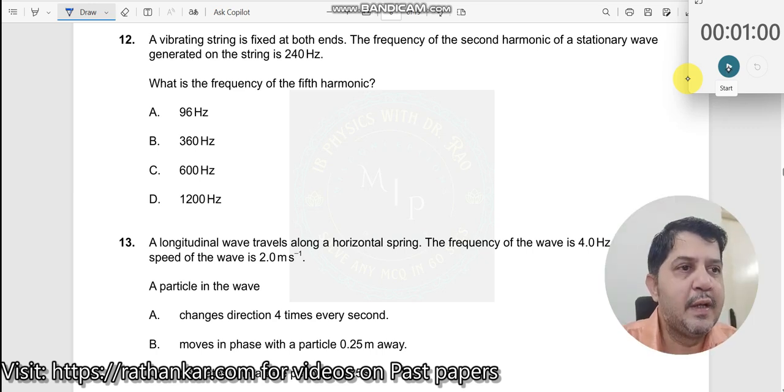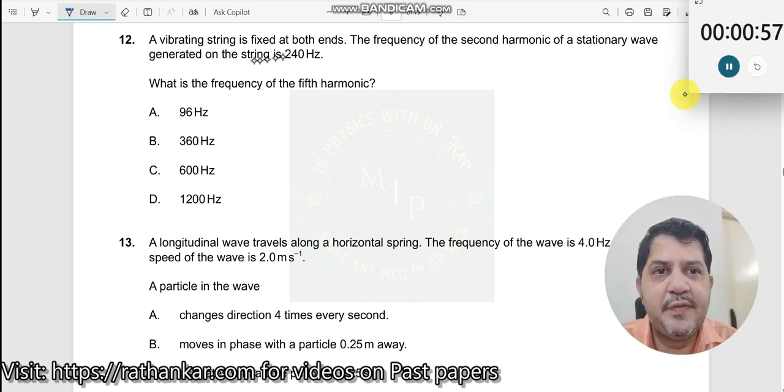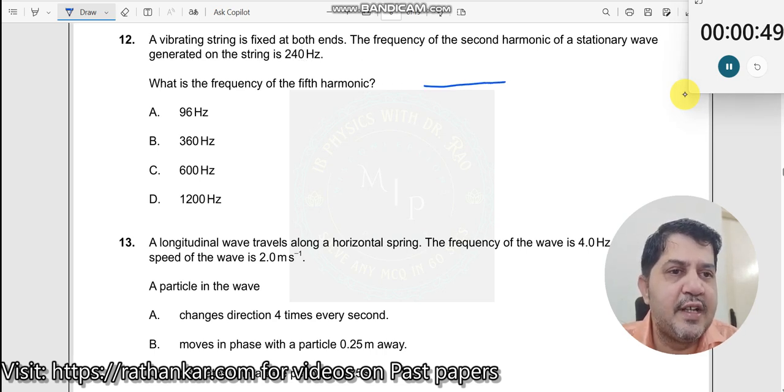Question number 12. A vibrating string is fixed at both the ends. The frequency of the second harmonic of a stationary wave generated on the string is 240 Hz. What is it saying? A vibrating string is fixed at both the ends. So what is being generated? The stationary wave. So what kind of stationary wave is it?